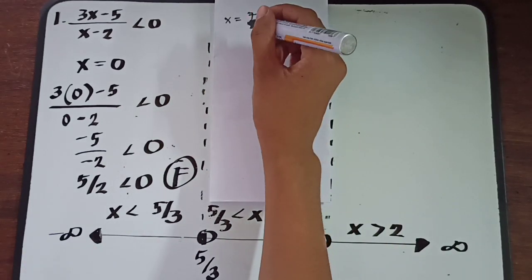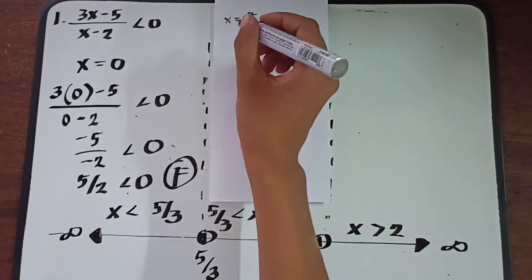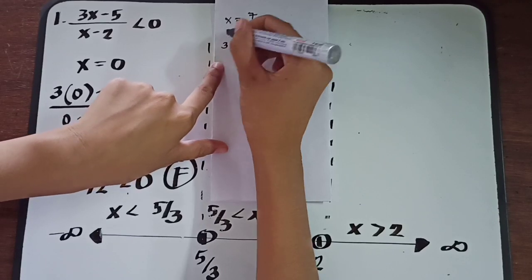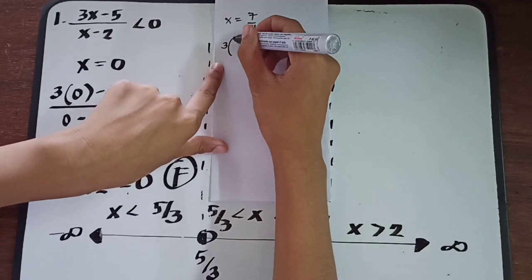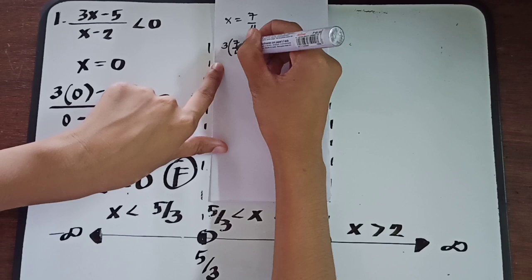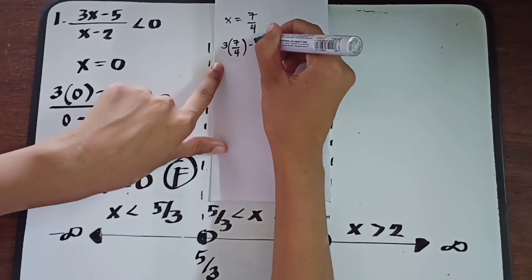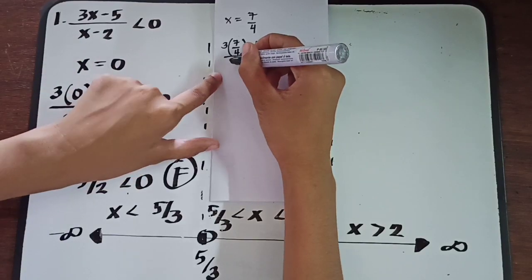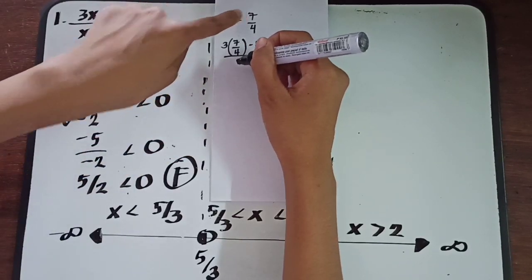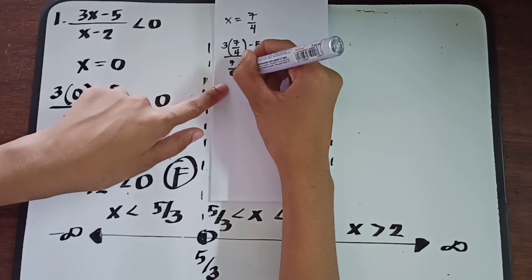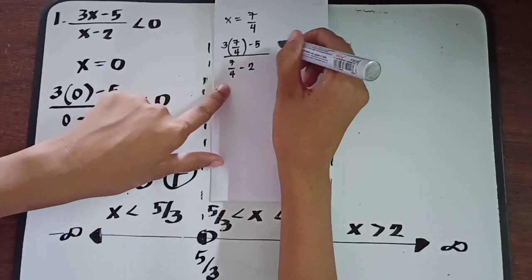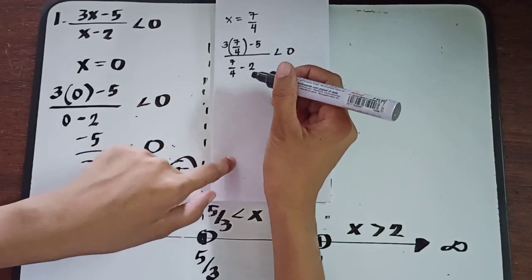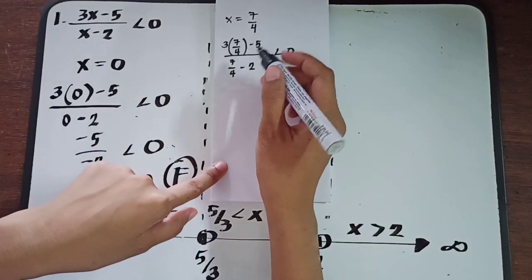Okay, so kung meron ka ng value ni x, substitute the value of x in a given inequality. So, we have 3 multiplied by the value of x, which is 7/4, then minus 5 over x. Again, instead of using x, I have here the value, which is 7/4, minus 2, which is less than 0.